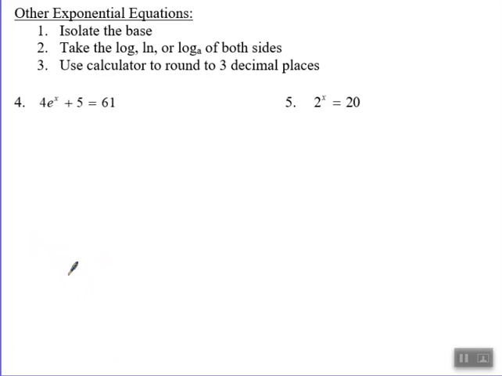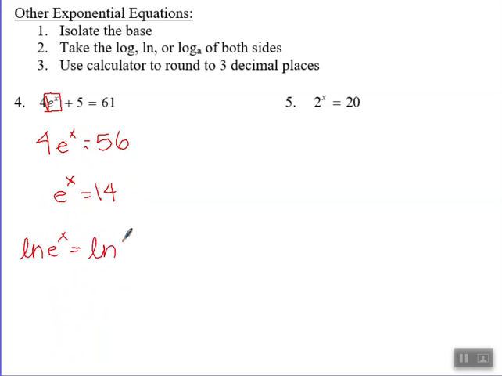So in problem number 4 here, we need to isolate e to the x. So we'll start by subtracting 5 and dividing by 4. Now, we need to take log, natural log, or log base a of both sides. For this problem, it makes the most sense to take the natural log of both sides, because this allows us to use one of our properties of logarithms that we discussed in a previous video.